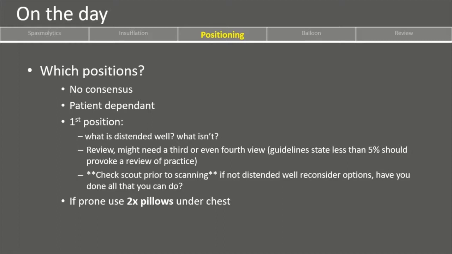Have you done everything you can do to optimize distension? Do they need some more gas? Have they had their Buscopan? Is the position good? And again, a little tip here, if you are using prone position, try and use at least 2 pillows under the chest to redistribute the weight.